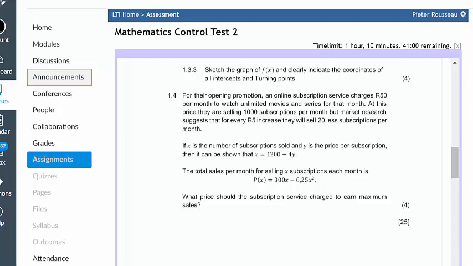So as the price goes up, they sell less of their subscription service. If X is the number of subscriptions sold and Y is the price per subscription, then it can be shown that X, the number of subscriptions sold, is equal to 1,200 minus 4Y. The total sales per month for selling X subscriptions each month is, there's the total sales. Now they ask you, what price should the subscription service charge to earn maximum sales? So here's the total sales. We want to maximize total sales. So we want a maximum value.